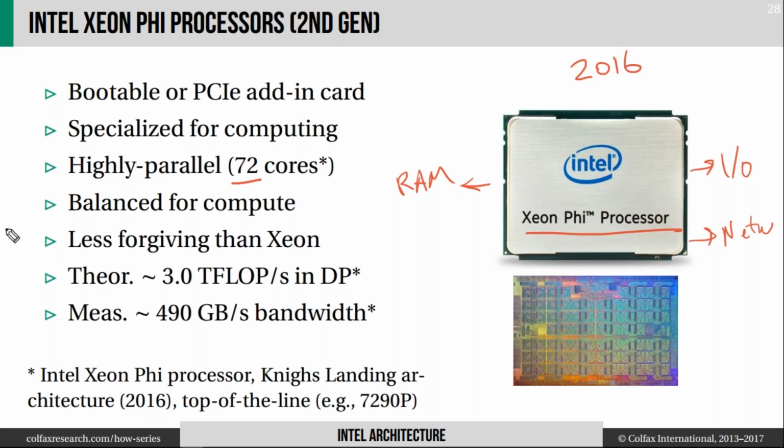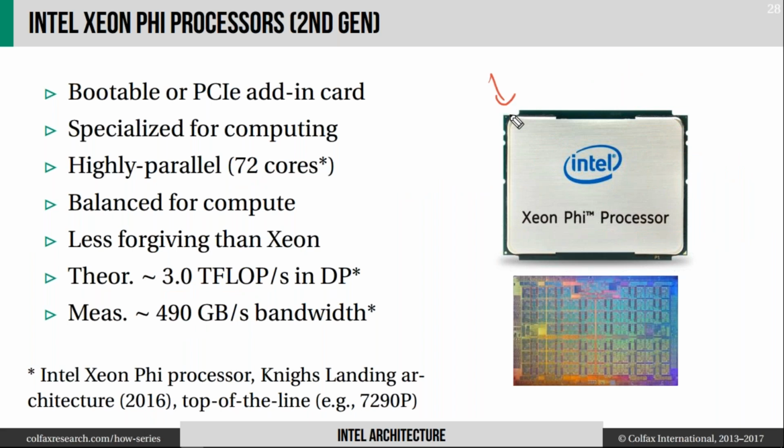And it is also balanced for computing. So it is less forgiving than the Xeon, but in a smaller power envelope and for a smaller cost, it can deliver theoretical peak performance 3 times greater than that Xeon. And the same goes for bandwidth, and this is memory bandwidth of the cores to the on-package memory. And this memory lives on the chip. It is based on the MCDRAM technology.